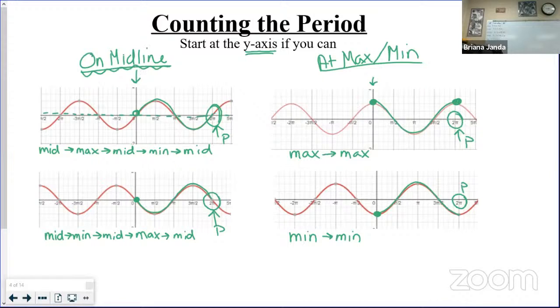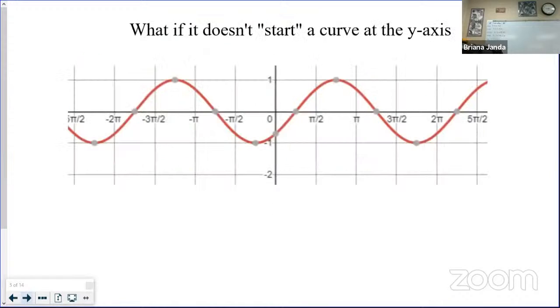Every now and then, we don't have that option. What if at the y-axis we are not at the midline or at a max or min, like this picture? The dot on my y-axis is not at my midline, so it's not starting a sine curve. It's also not at a maximum or a minimum, so it's not starting a cosine curve. Nothing is starting there. So what you need to do is step back. I think the easiest thing is to count from a max to a max or from a min to a min. Having a cosine curve is usually easier in this situation.